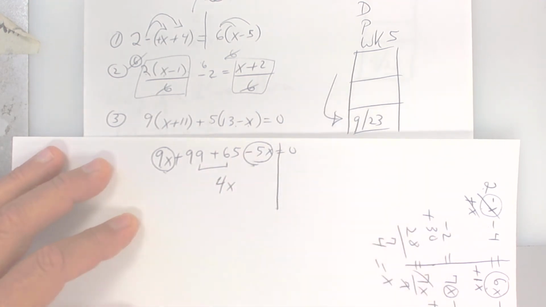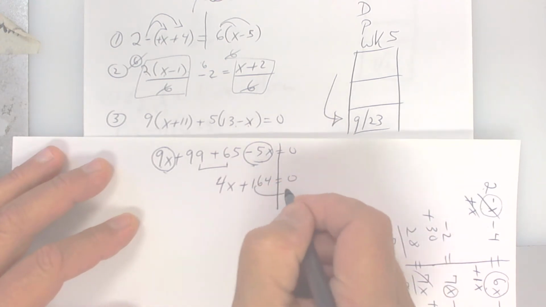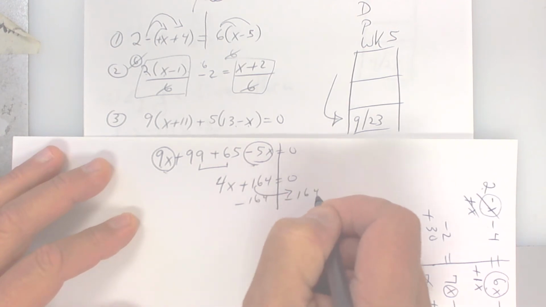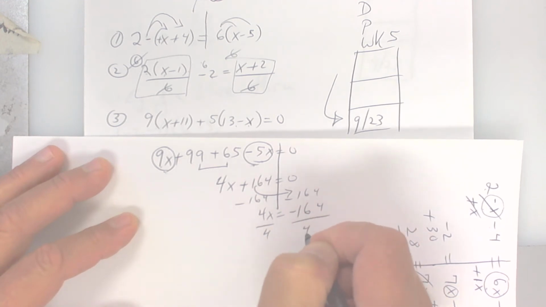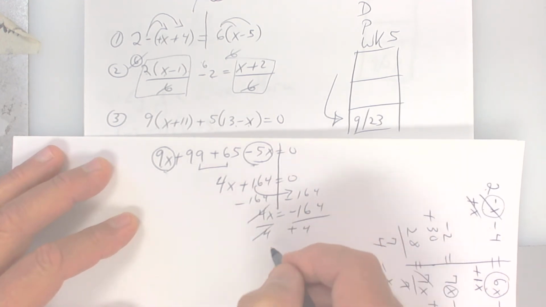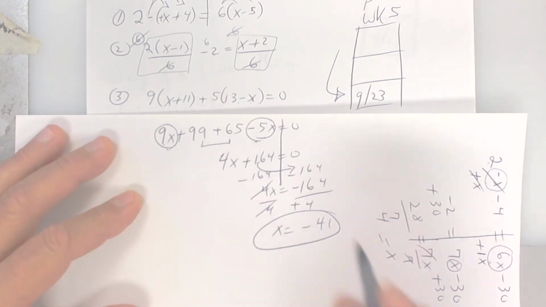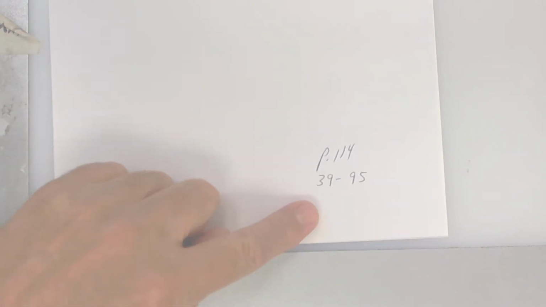This and this, I'm not sure what that is. I guess that's 164. So that's going to be plus 164. You're going to subtract 164. And you're going to get 4x is equal to that. And then you're going to divide by 4. A negative divided by a positive, that's one negative. So you're going to end up with a negative something, a negative 41. And there it is. Here's your assignment for today. Make sure you check some of the answers and ask questions. All right, next.